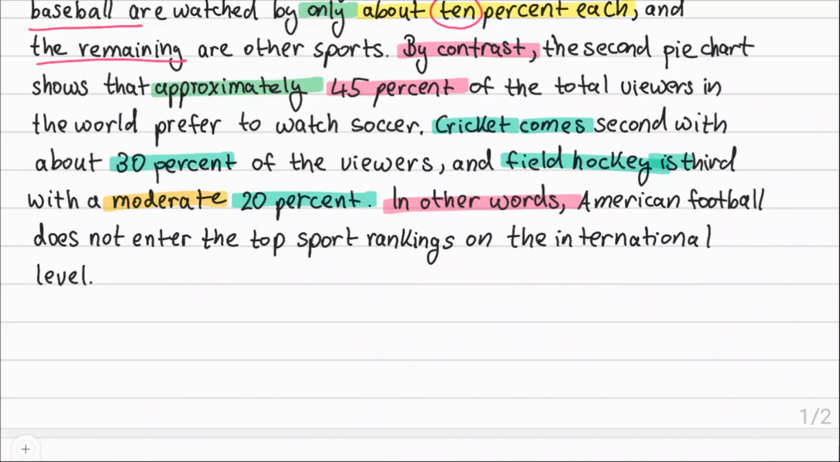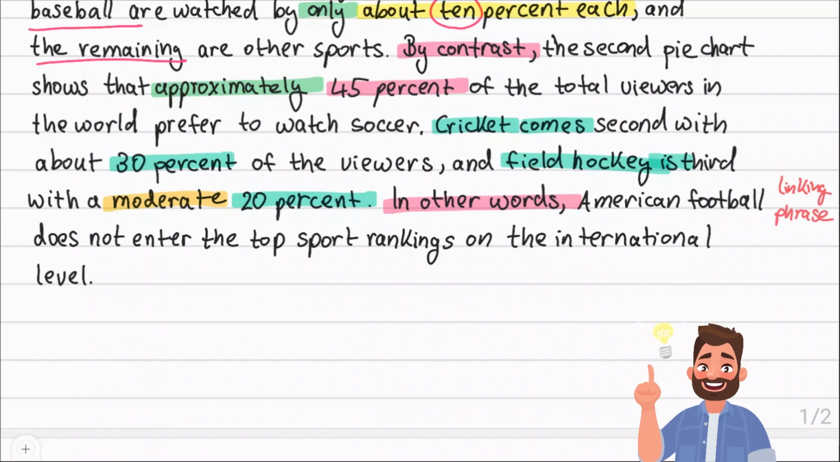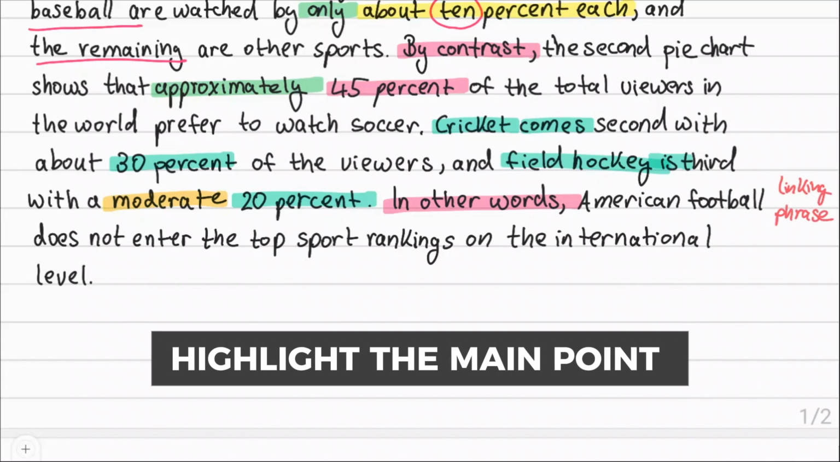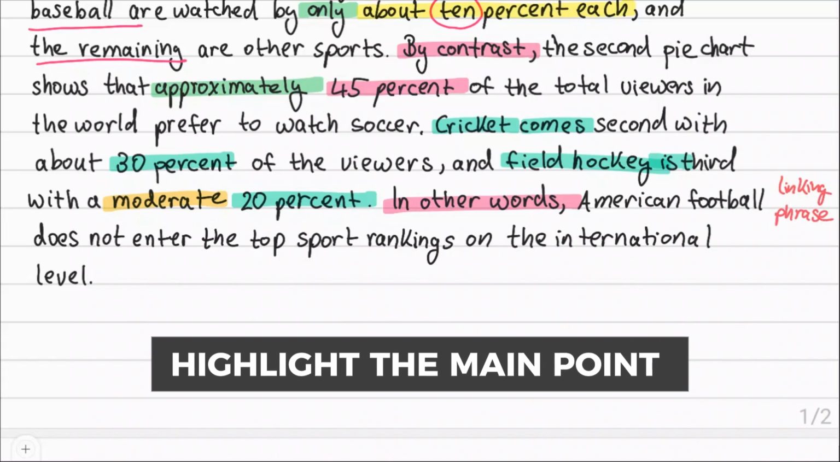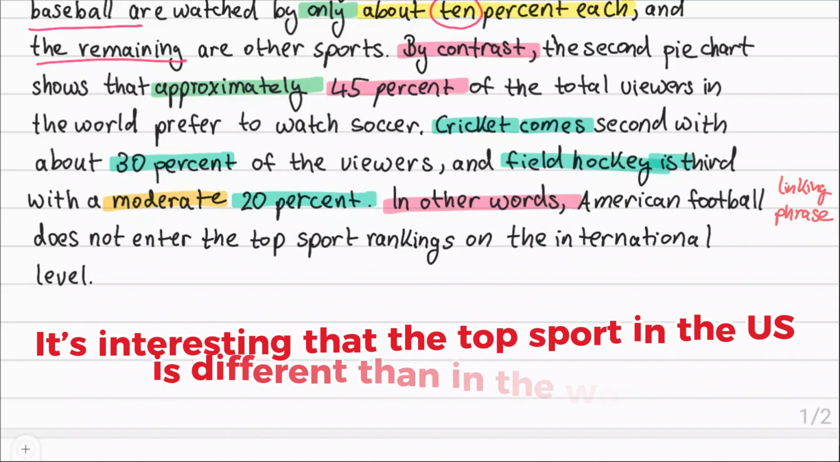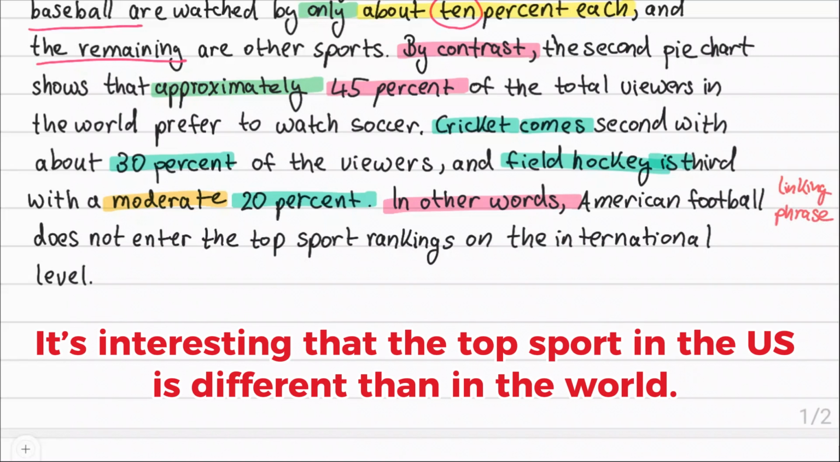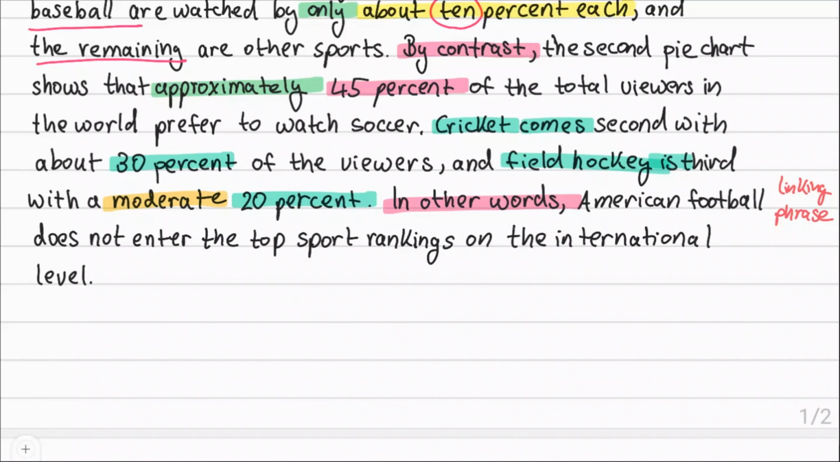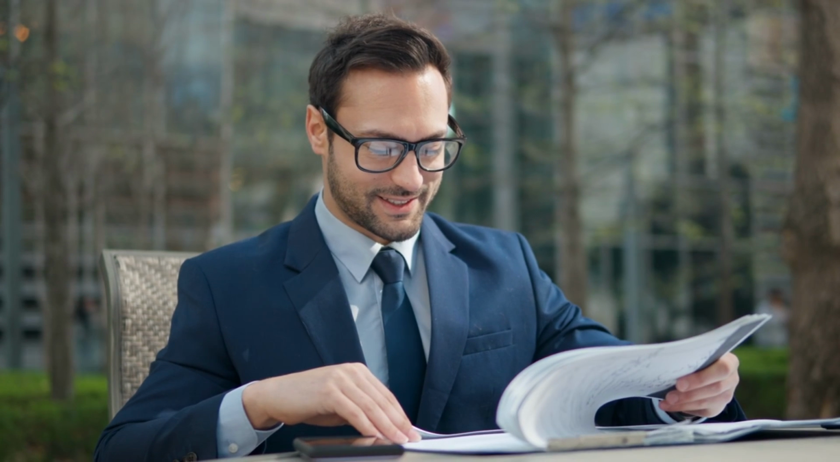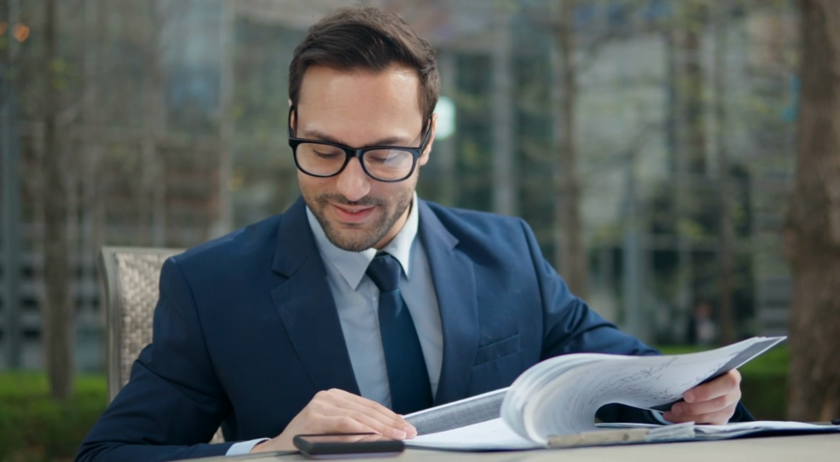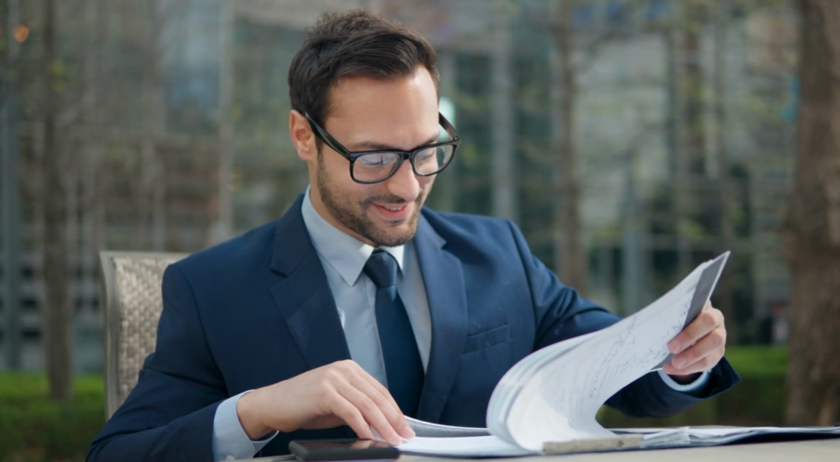"In other words" is another awesome linking phrase. You can use it to highlight the main point you want to make. In this case, I'm saying that it's interesting that the top sport in the US is different than in the world. Instead of "in the world," I paraphrase with "on the international level." I try to avoid repetition so that the IELTS examiner can see my vocabulary and grammar.